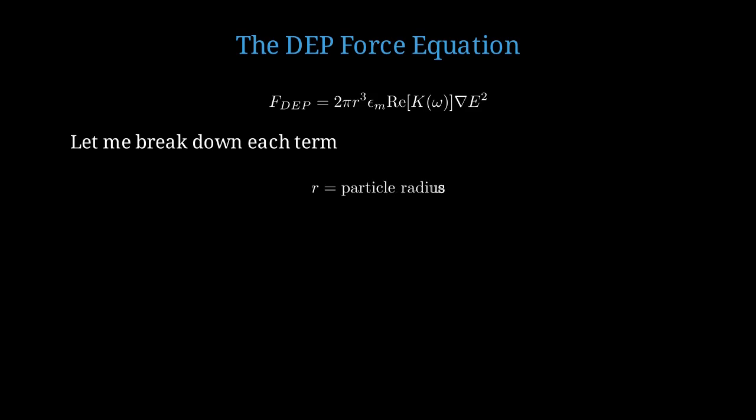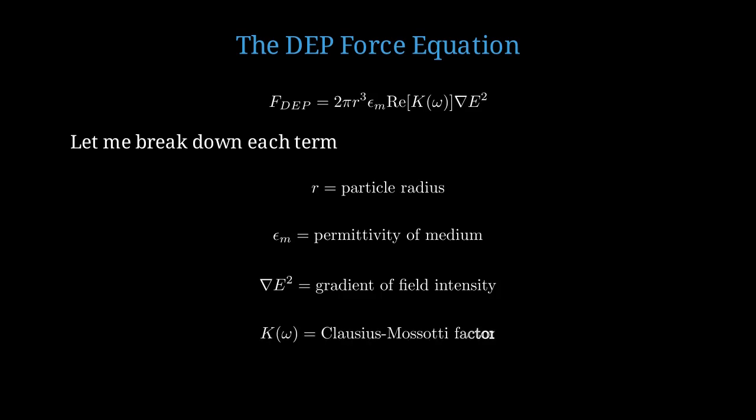R is the particle radius. Notice it's cubed, so the force scales very strongly with particle size. Epsilon m is the electrical permittivity of the surrounding medium, usually water or buffer solution in biological applications. Nabla E squared is the gradient of the electric field intensity. This captures how quickly the field strength changes in space.